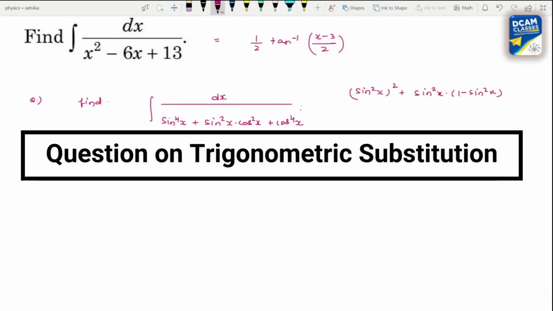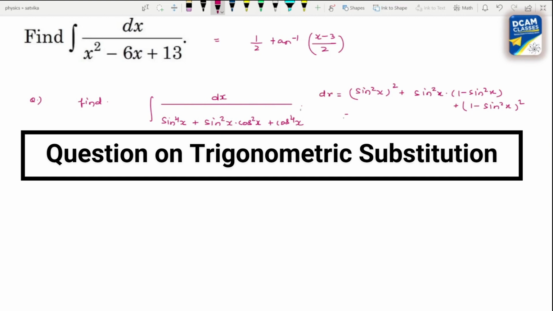Whole square x. Right? Now you can write it like this. But what will you get if you write it like this? We get 1. After that, what will you do? This is the denominator you are writing. If you are writing it in this form, what will you do after this?